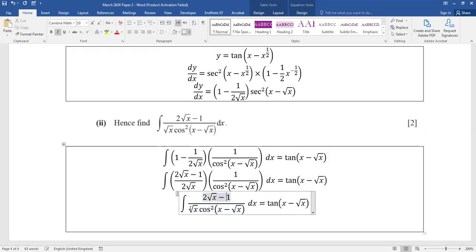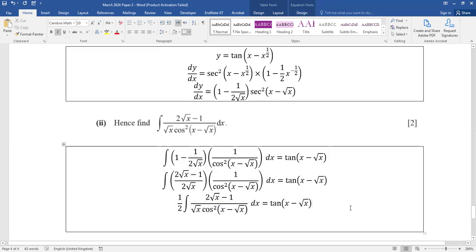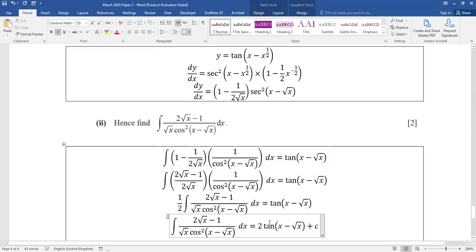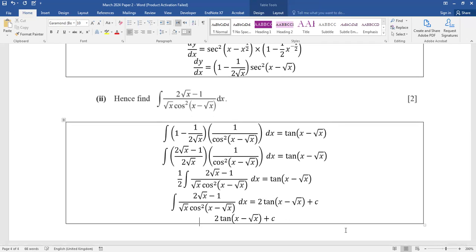So 2 is a constant. I can always take 2 as a common factor outside. It does not affect my integral. It goes and multiplies on the other side with the entire tan. And I should end up getting 2 tan x minus root of x plus c. So this is the answer that I should get, the integral that the question is asking for.